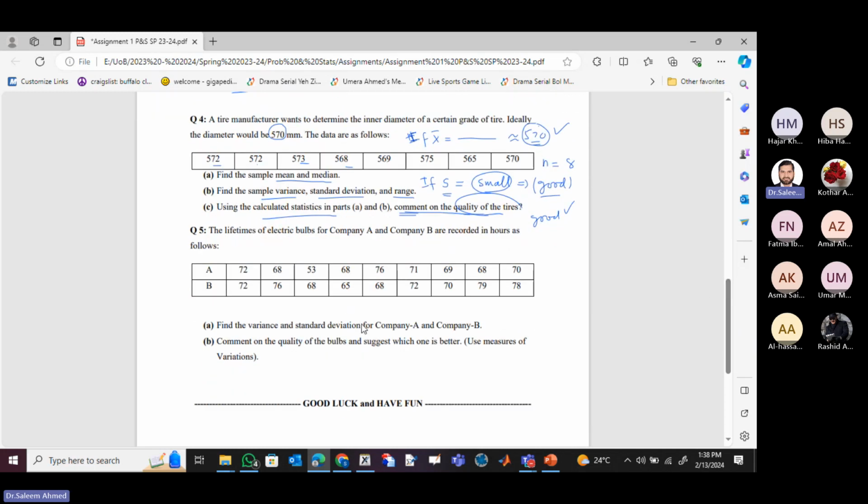And I think the same is here. There are two samples. Company A makes bulbs, company B makes bulbs. He said find the variance and standard deviation of company A and company B. For the variance, you need x bar as well, so you will calculate x bar and s separately.